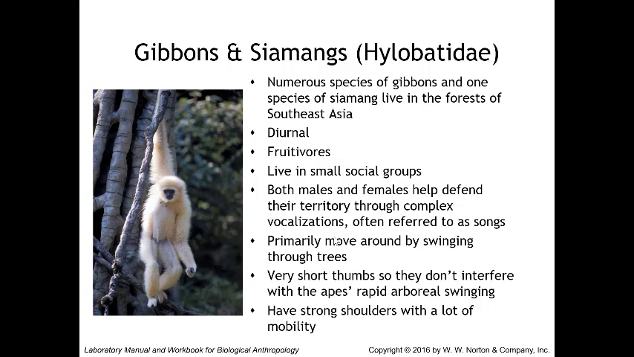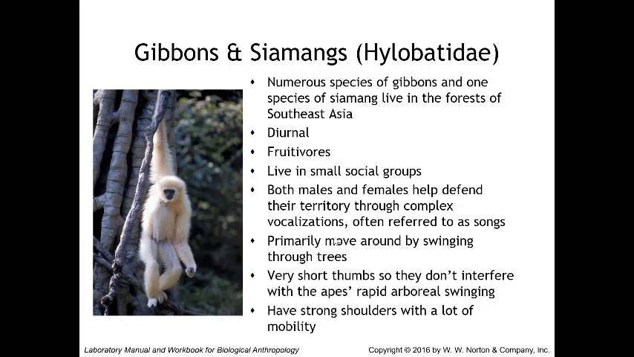Another thing that helps with that locomotion and is unique to gibbons and siamangs is their very short thumbs. They have very short thumbs, so that doesn't interfere with the ape's rapid arboreal swinging. I can guarantee this is a question on the quiz where I ask about gibbons and siamangs. I will state they live in the forests of Southeast Asia, they're diurnal, frugivorous, they live in small social groups and all that stuff, things that could be true for other primates we're talking about. But I will throw in, I have very short thumbs. That should automatically tell you that we are talking about a gibbon or a siamang.